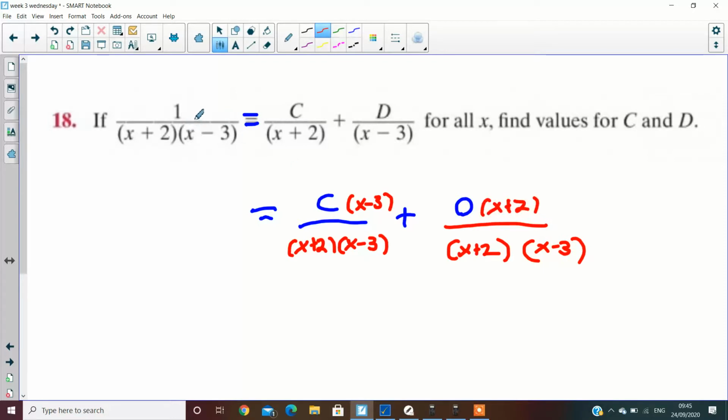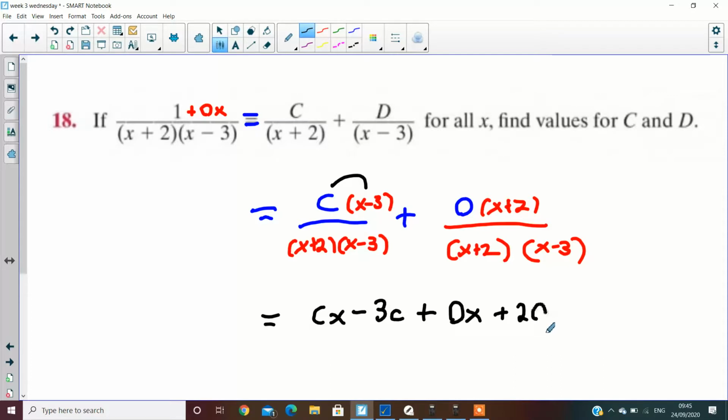What am I going to change this to? 1 plus 0x. That's the real trick in this question. Multiply it out, what do we get? Cx plus minus 3c plus dx plus 2d, then all over x plus 2 and x minus 3. Is that all right with you guys? Okay.